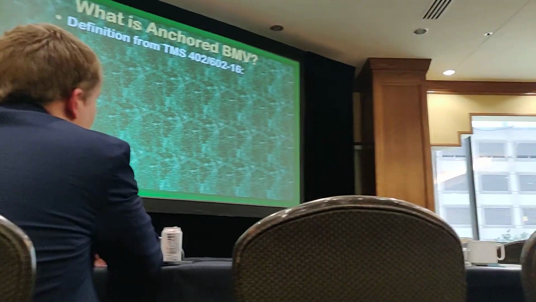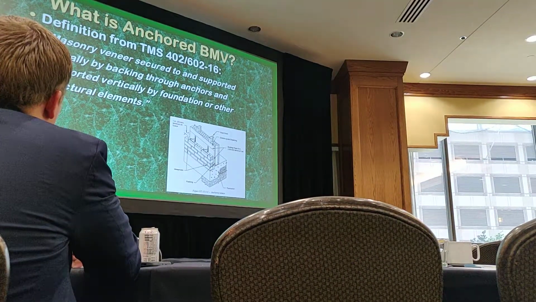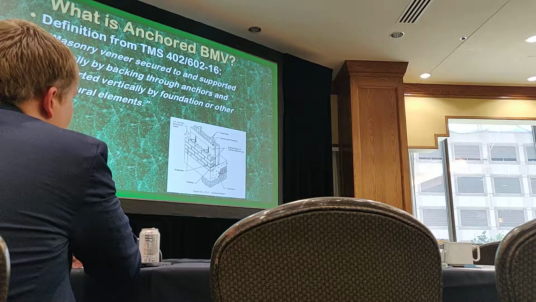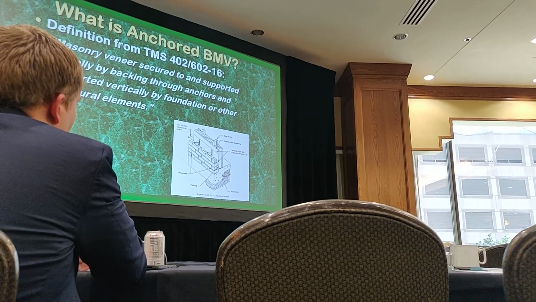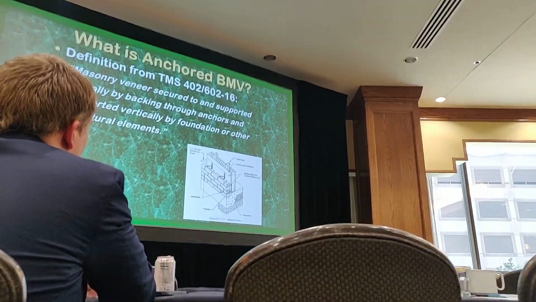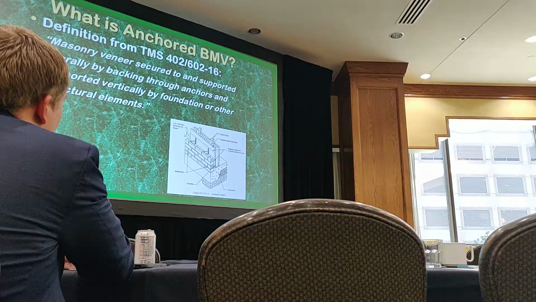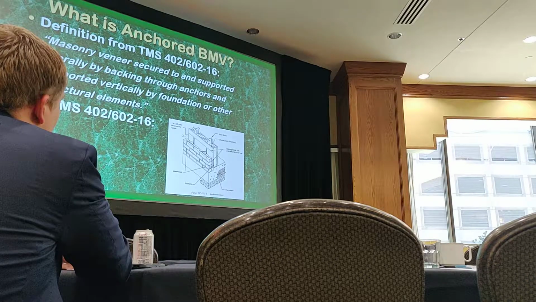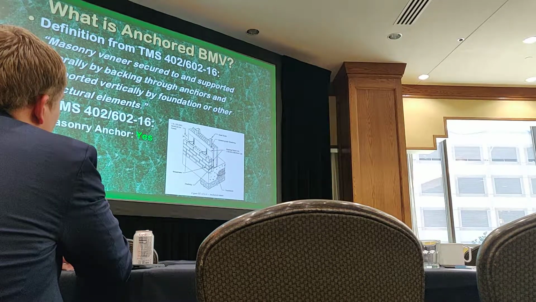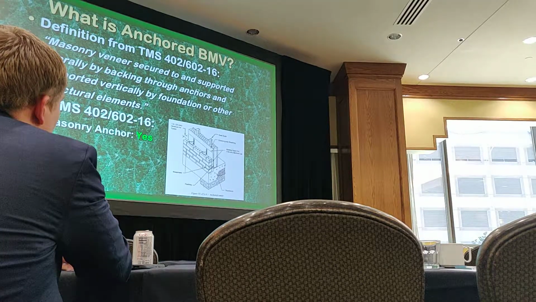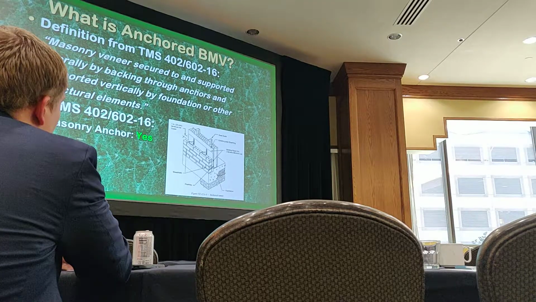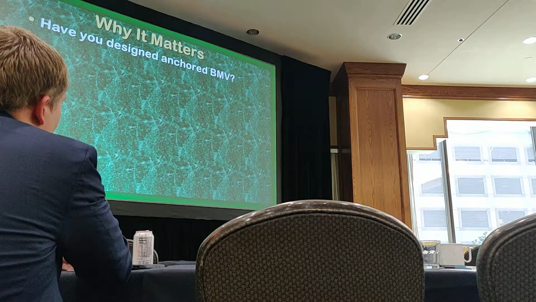Let's get started. Definition from TMS 402-602, which is the structural masonry code, says masonry veneer is non-structural. It is supported vertically by the foundation or another element and laterally through anchors to the backing. In TMS 402-602, anyone who's been on code committees knows how big definitions are. I'm going to be using the term masonry anchor all the way through this presentation, despite most of the industry referring to these as brick ties. So why does this matter?